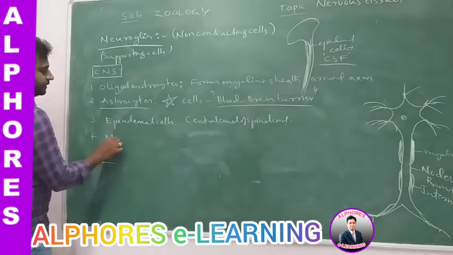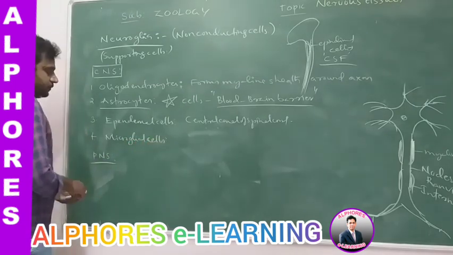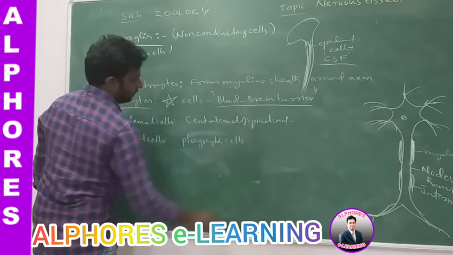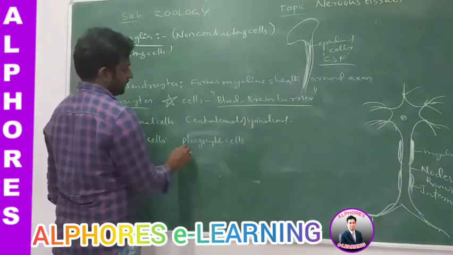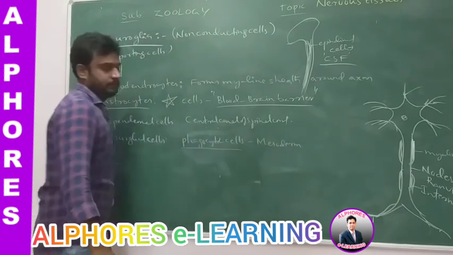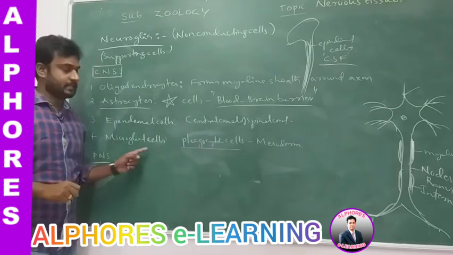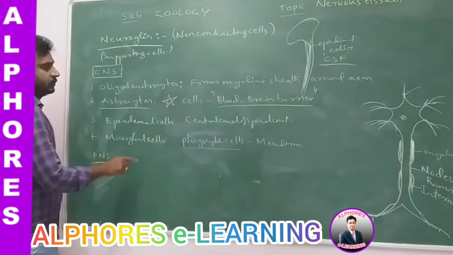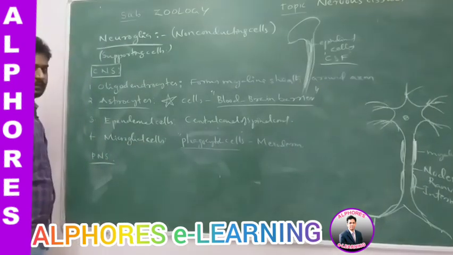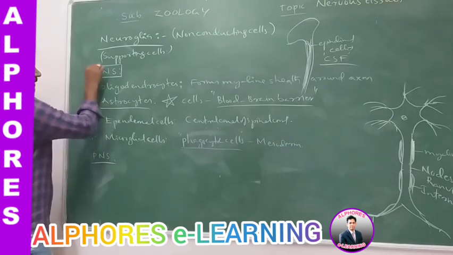Then the fourth type of cells are called microglial cells. Microglial cells are phagocytic cells present in the CNS, and these are mesodermal in origin. Generally, nervous tissues are ectodermal in origin, except these phagocytic cells, the microglial cells. Microglial cells engulf and kill microorganisms. So these are the four cells present in the CNS.